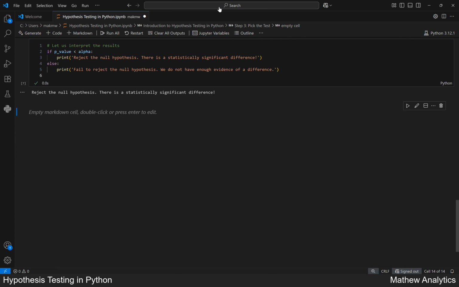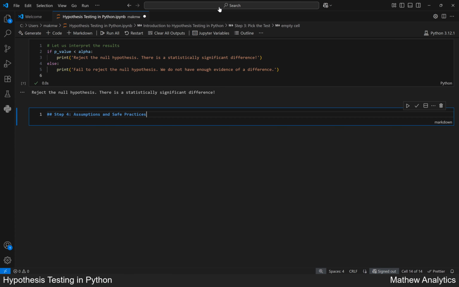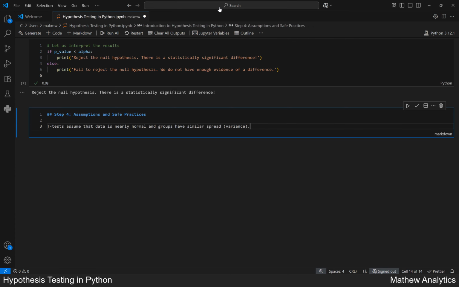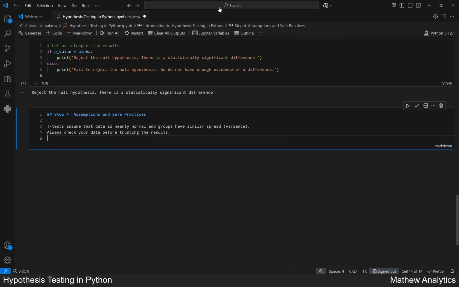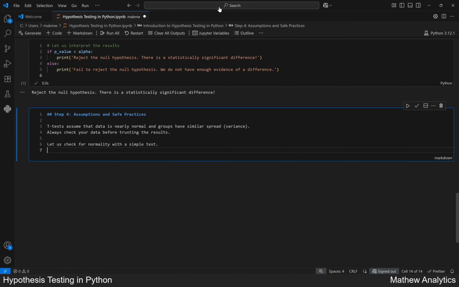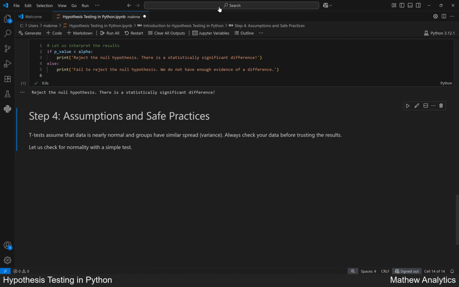Step 4: Assumptions and safe practices. T-tests assume that data is nearly normal and groups have similar spread. Always check your data before trusting the results. Let us check for normality with a simple test. Running the cell now. What could happen if our data does not match these assumptions?